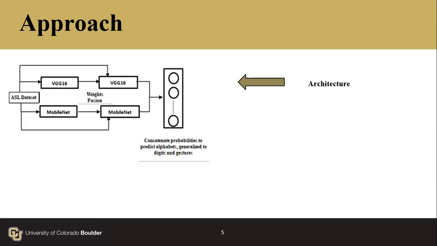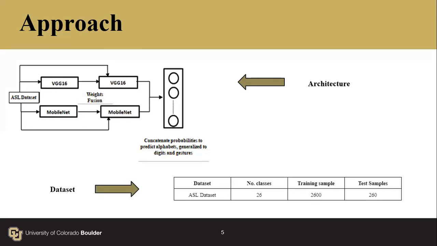Some of the hyperparameters used in this technique are a learning rate of 0.0001, the optimizer being Adam, a batch size of 60, 10 epochs, and the activation function being ReLU. Some more details regarding the approach: the dataset is from Kaggle, consisting of A to Z alphabets, each of 100 samples, and test samples of 260, consisting of 0 to 9 digits and 16 gestures.